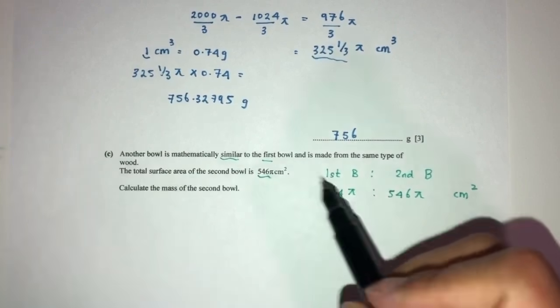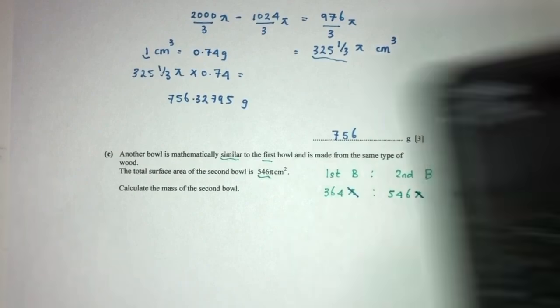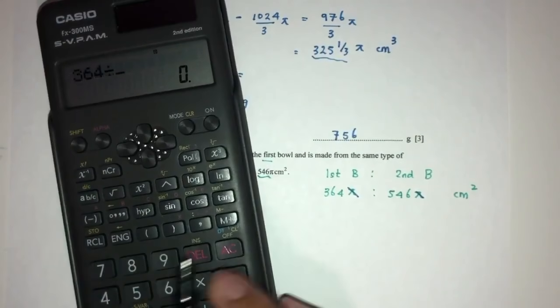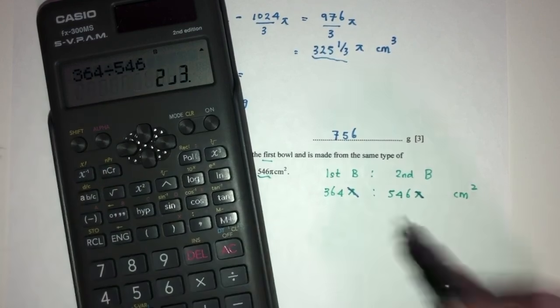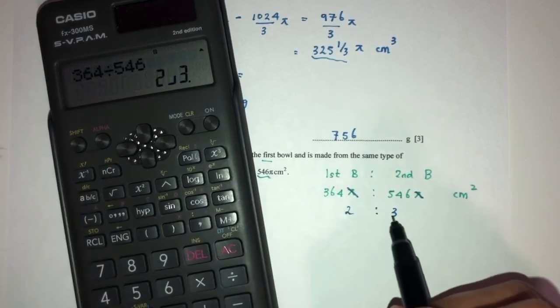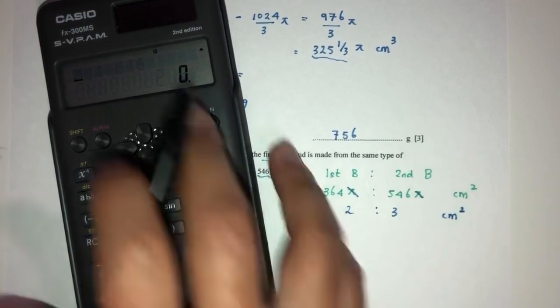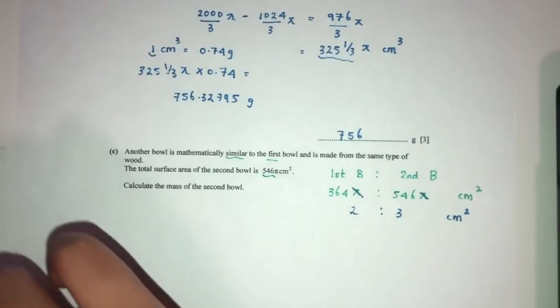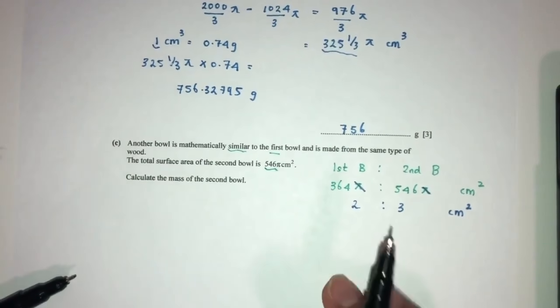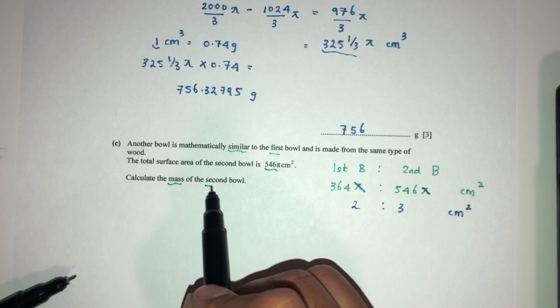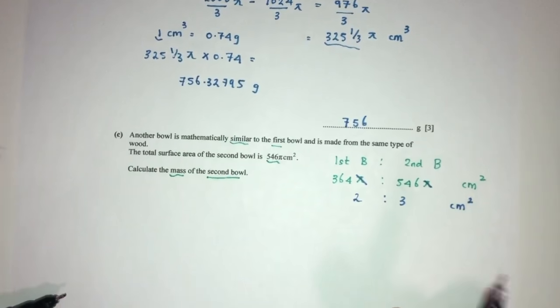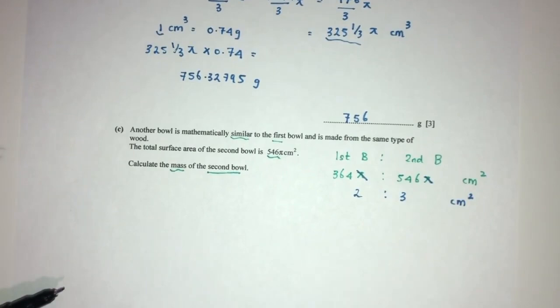Now obviously we can simplify. This pi can cancel out, obviously, so we can take 364 divided by 546 just to find a ratio. It is a ratio of 2 to 3. This is in terms of centimeters square, right? Now what else? We have to find the mass of the second bowl. Now to find the mass, what can we do? We can always simplify down. Again, I believe that this will be definitely not as easy as we have seen before. We can try to simplify this.